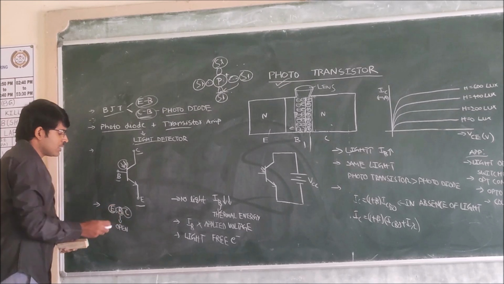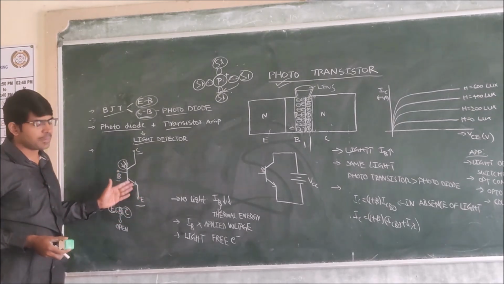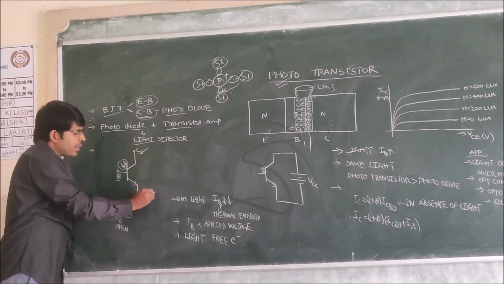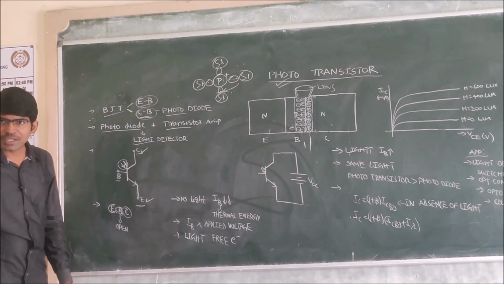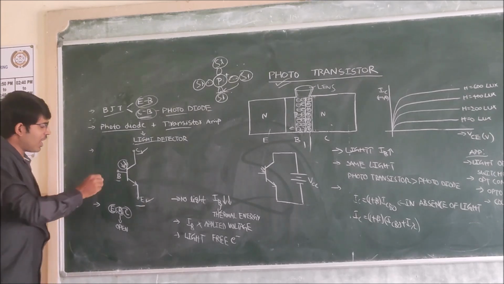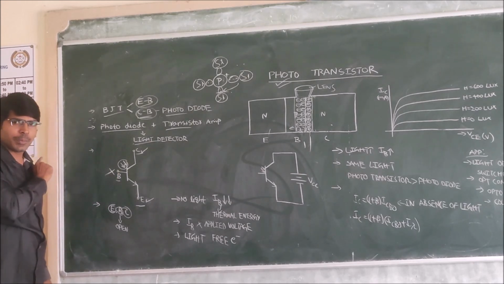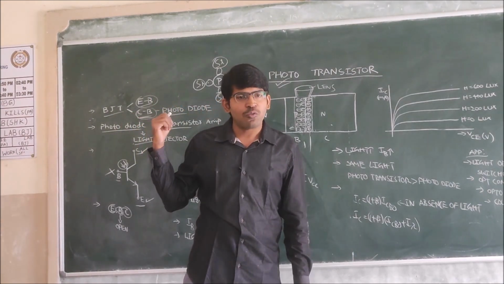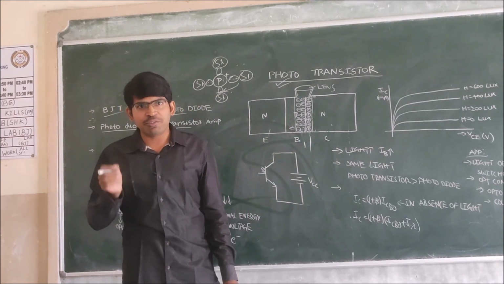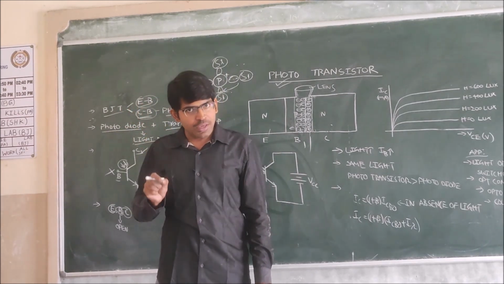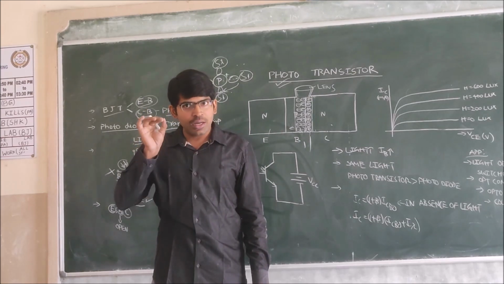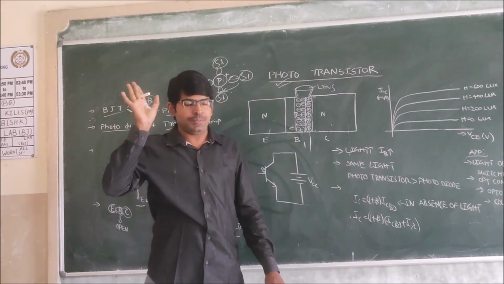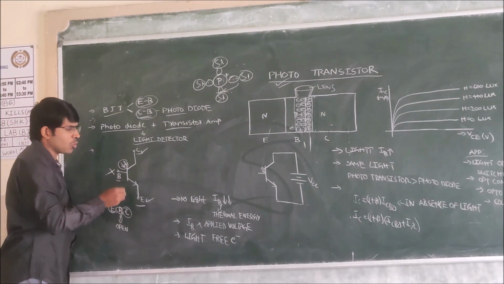In these three terminals, we have three terminals already discussed, base, emitter and collector like a normal BJT. We use the collector terminal and emitter terminal, but we keep the base terminal open. We are not giving any input to the base terminal. This is the difference between normal BJT and phototransistor. In normal BJT, we will give the input to the base terminal. But here we are consciously not giving any input to the base. We are keeping the base open. So the base terminal is kept open.